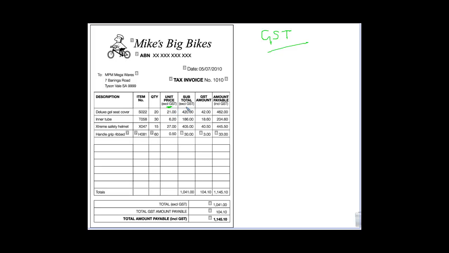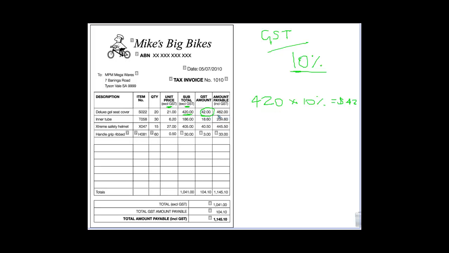So what we've got to do when we see something like that is actually calculate the GST. Now we know in Australia we take GST as 10%. So what that basically means is whatever price we get, so for example here our deluxe gel seat cover costs us $420 for 20 of them. What we've got to do is calculate how much GST we're going to actually have to pay. Now because it's 10% of our price, we take the 420 and we take 10% of that and we throw it in our calculator and we see that we get $42. So that's where that price comes from there, $42.